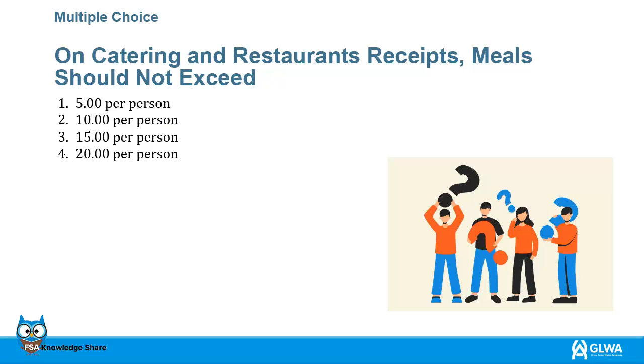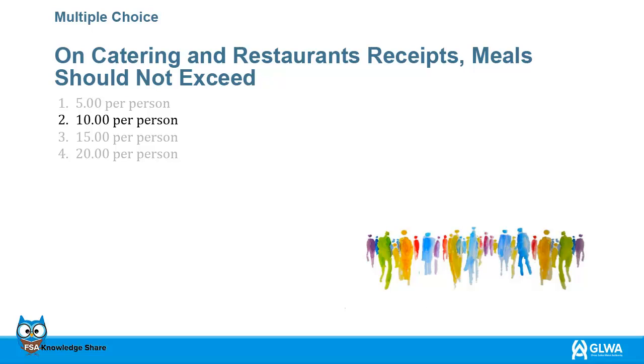On this slide is a multiple-choice question. On catering and restaurant receipts, meals should not exceed $5 per person, $10 per person, $15 per person, or $20 per person. The answer is $10 per person.